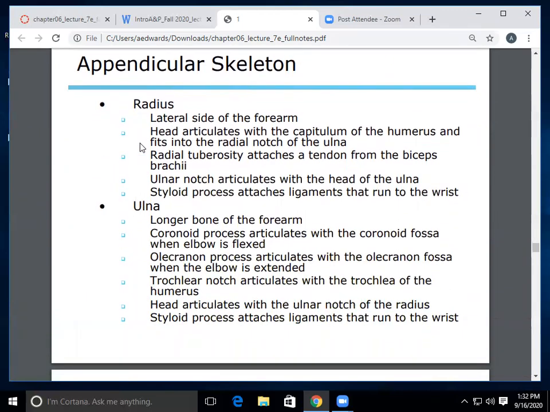Okay, your radius and your ulna. The radius is on the lateral side of your forearm. If you hold your arm out with your thumb out, your radius is on the same side as your thumb. It's the shorter of the two; the ulna is the longer bone.